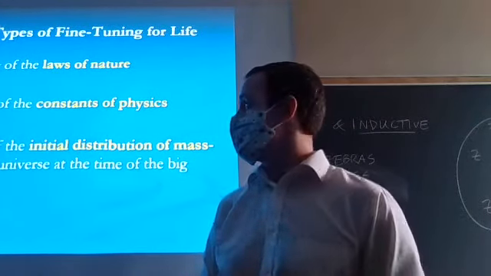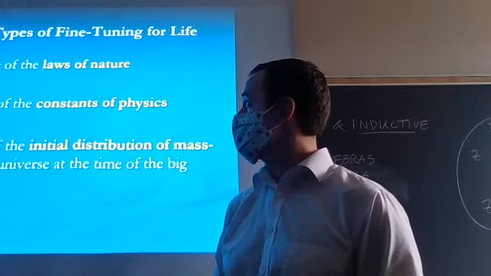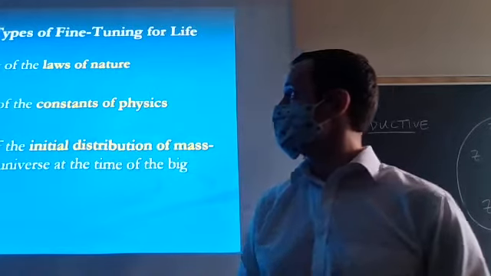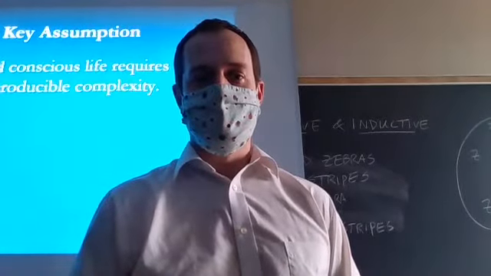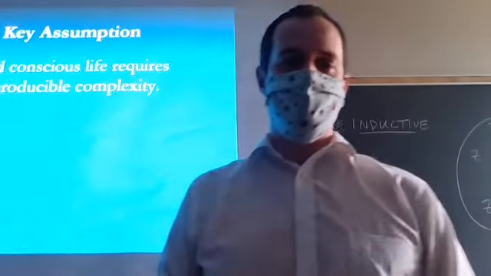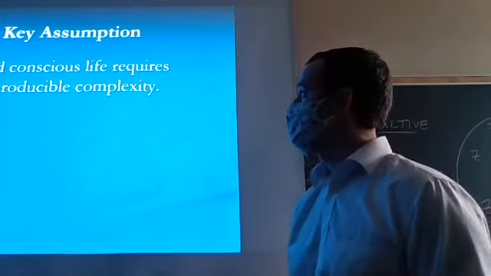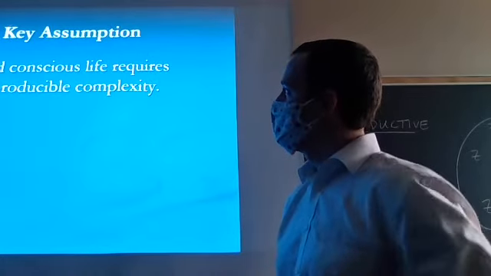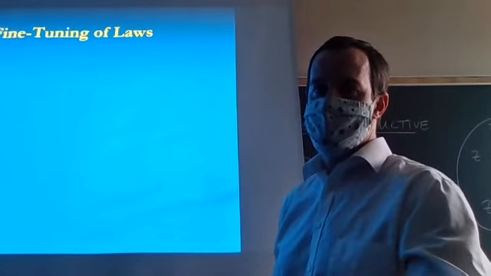Okay, now I am going to wade a little bit into the weeds of physics, but I won't get too technical about it. I'm just going to describe some general purpose characteristics. First, a background assumption. Embodied conscious life requires stable, reproducible complexity. And the reason for that assumption will become clear in the course of the presentation.